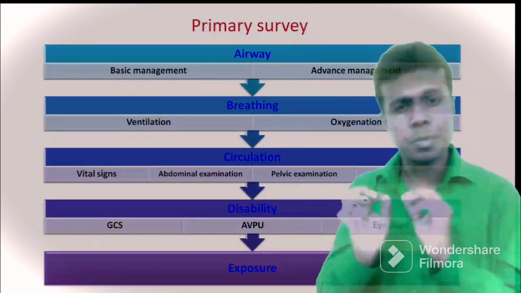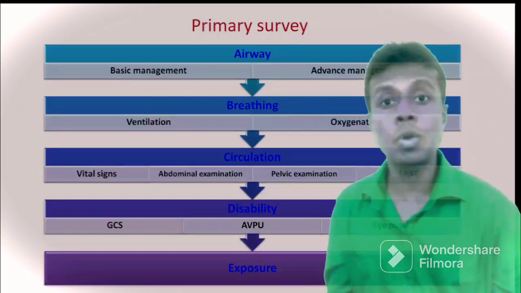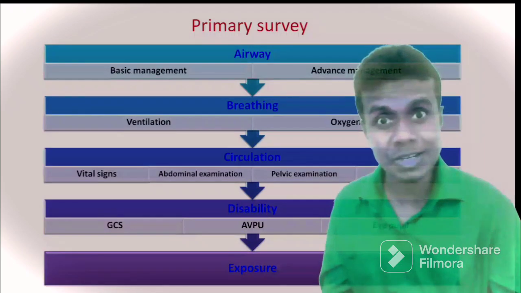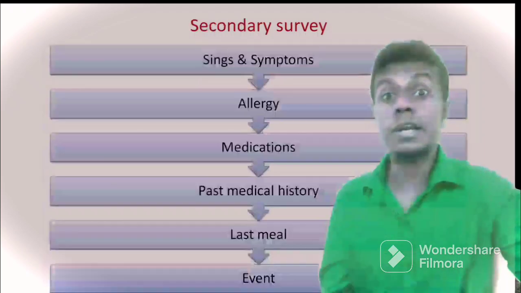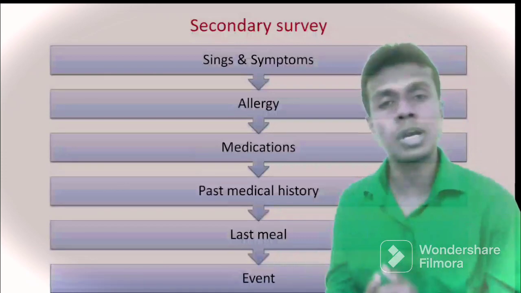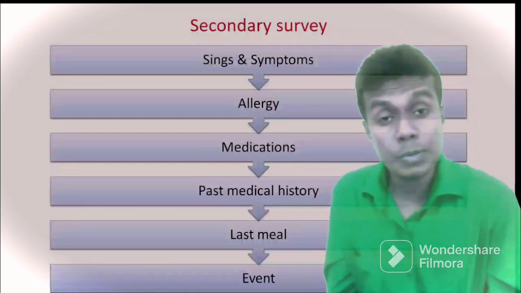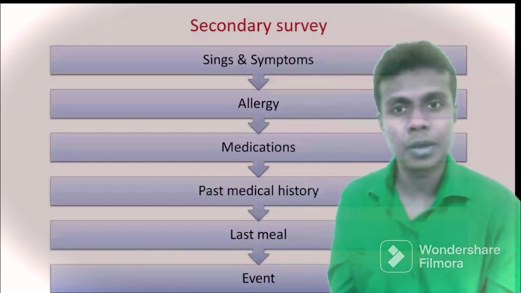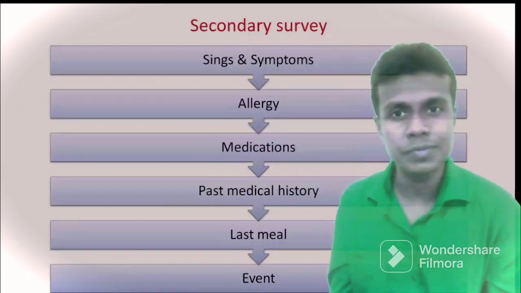Once you complete the primary survey, you have to go for the secondary survey. Do you want to know what the secondary survey is? In the secondary survey, the first thing is to check the signs and symptoms, the suspected disease signs and symptoms. Meanwhile, you have to take the history.